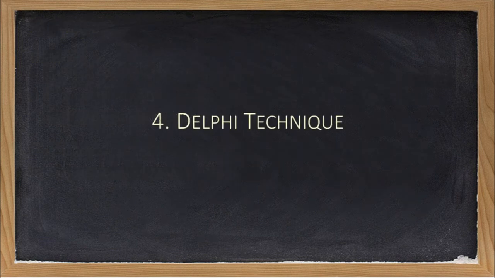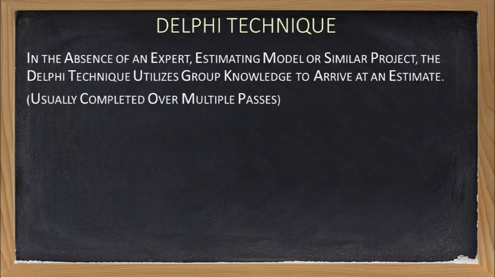The last estimating technique that we'll introduce is a group estimating technique called Delphi. The Delphi technique is a way to harness the combined power of a group to arrive at an estimate for a project. It is often used when other techniques, such as an expert, a model, or a similar project, are not available. The technique is most often used in a group setting, with multiple passes to slowly refine the estimate. Let's explore how it works.